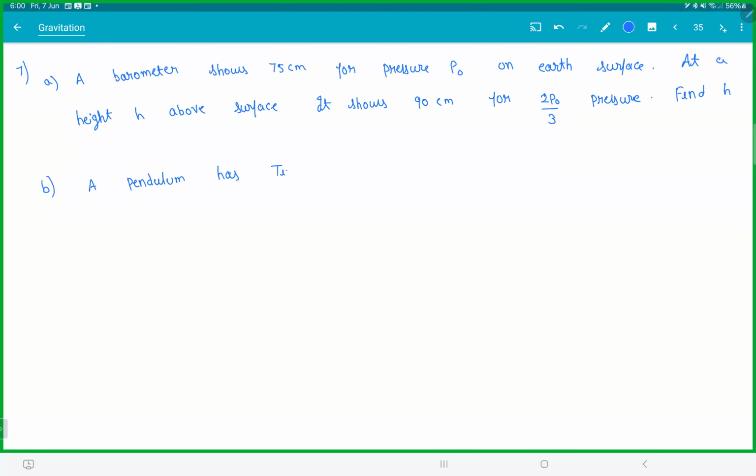A pendulum has time period T on surface. At what depth from the surface does the time period become 3T?